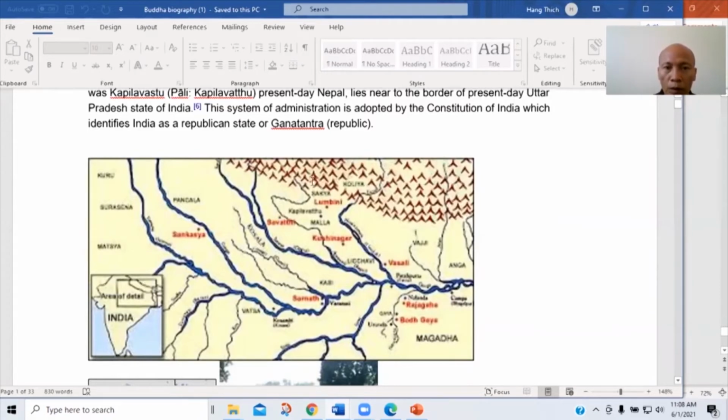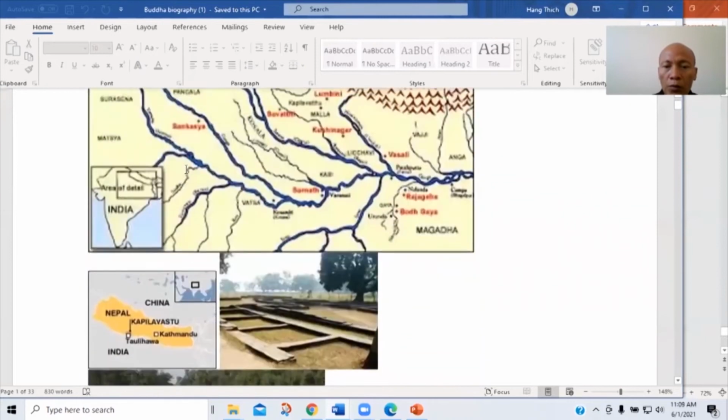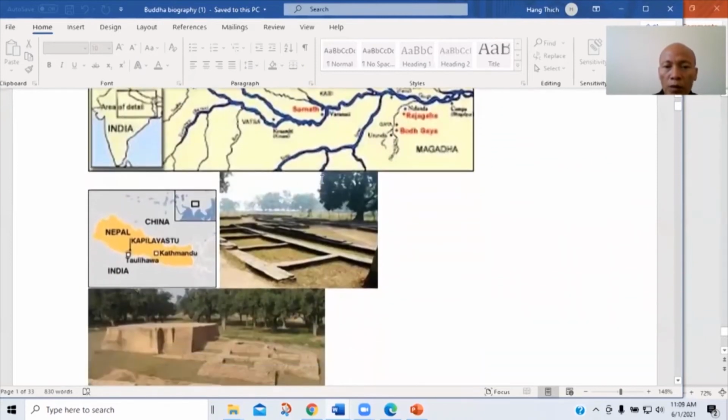The Shakya clans formed an independent republican state. They had their capital in Kapilavastu. This system of administration was adopted by the Constitution of India later on too. So here is the place where the Buddha was born.